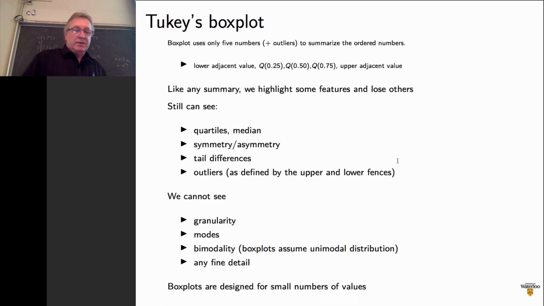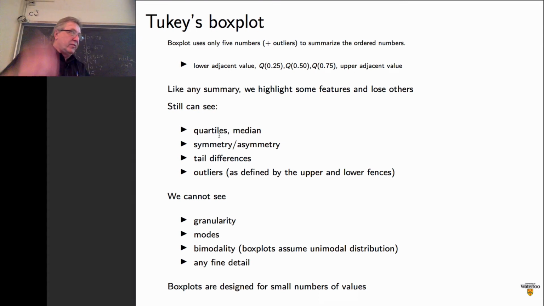So Tukey's box plot, you can see summary statistics, like those universal scale for Galton. You can see whether it's symmetric or asymmetric, some outliers, differences in tails. But what you can't see is anything to do with granularity. So you can't see the modes, you can't see how fine the data is, etc. And I remind you again, box plots as originally designed are for small numbers of data points. Any questions on box plots?